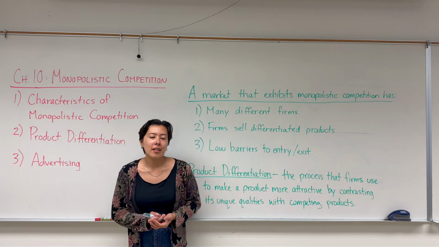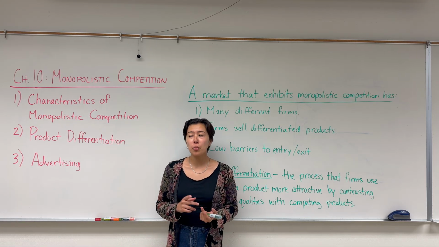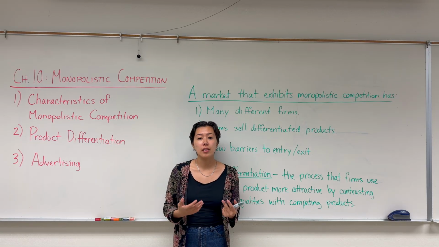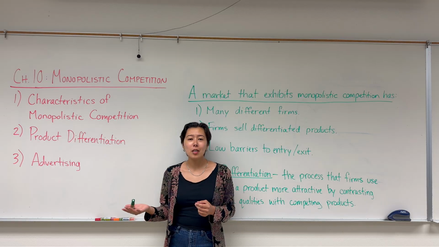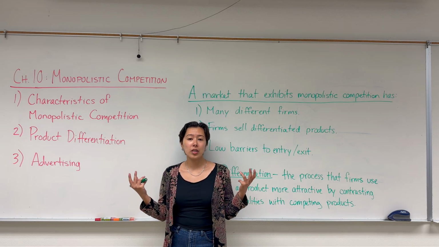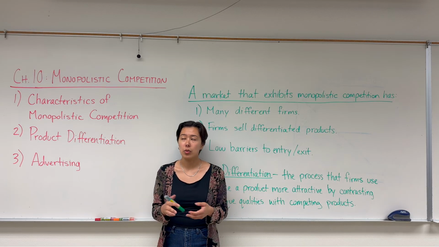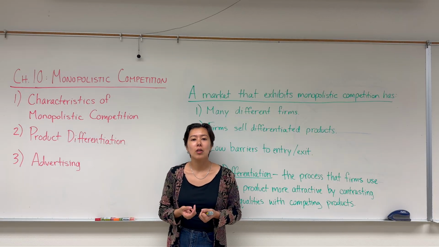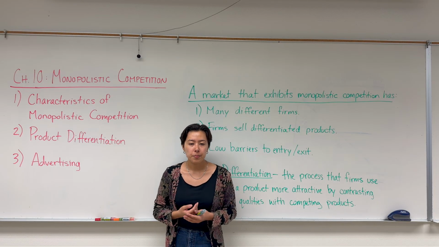Hi everyone, welcome back. Today we're going to be talking about the first part of Chapter 10, which covers a new market structure called monopolistic competition. We've talked about perfectly competitive markets and monopolistic markets, and we said that a lot of real-world industries fall somewhere in between the two. And so we're going to start talking about these in-between market structures with monopolistic competition.